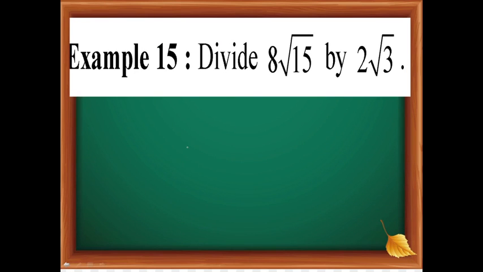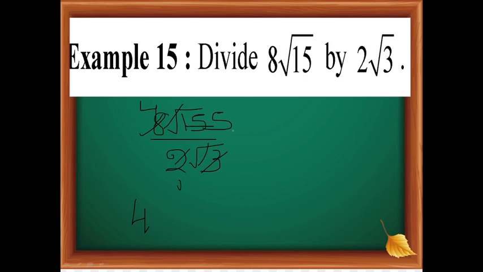15th question. Divide 8 root 15 by 2 root 3. 8 root 15 by 2 root 3. 2 fours are 8, 4 we got, root 3, this root will get cancelled. 3 fives are 15.